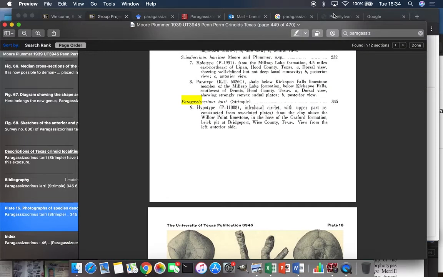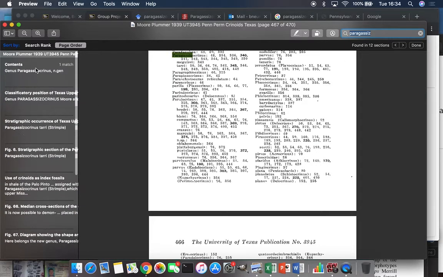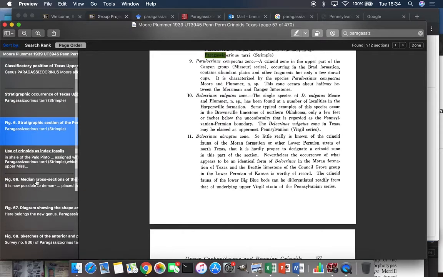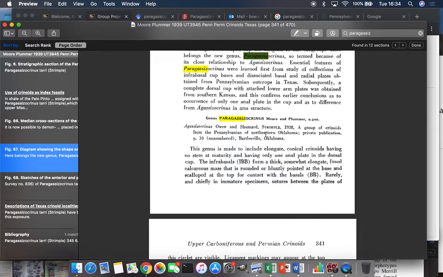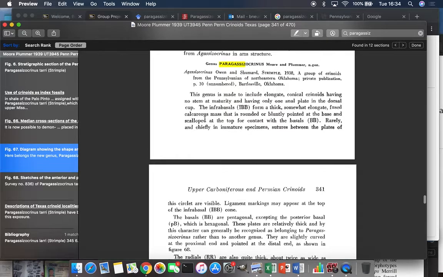And so what we're going to want to do is look at Paragaseocrinus, and let's find this thing. Okay, so we'll go through all the references to where this is in the paper. And there we go. So this is going to be what it's going to look like when you get to your fossil. You're going to have a diagnosis, and it's going to have the genus, and it's going to say what the genus is, and so that should match the name of the genus of your fossil. And then it's going to say who made the genus, who actually ended up describing the genus.